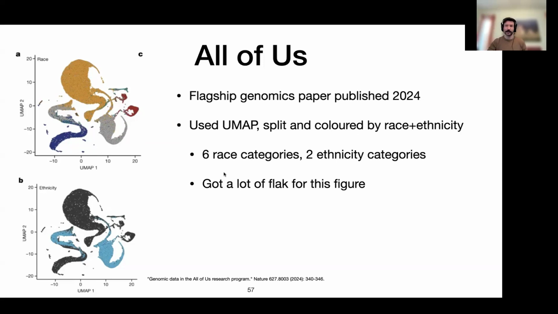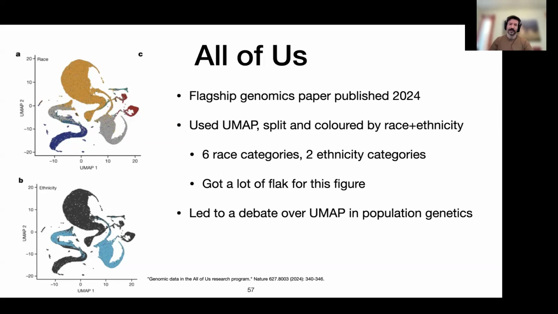And they got a lot of flack for the figure, which led to a huge debate over UMAP and population genetics, because a lot of people were saying, oh, this is reductive, it conflates race, ethnicity, genetics, and there's been quite a bit written about it at this point, and I think those are valid points for sure. I personally didn't like the figure because I think it didn't show anything super useful.